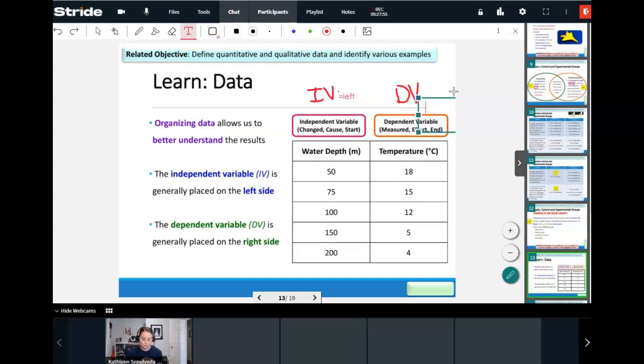And we can kind of see it like this. Obviously, my independent is going to be at the beginning of the experiment, where my dependent is going to be at the end of my experiment. And if I read from left to right, obviously my beginning will be left, and then my right will be my result. Okay. So just kind of be aware of that.